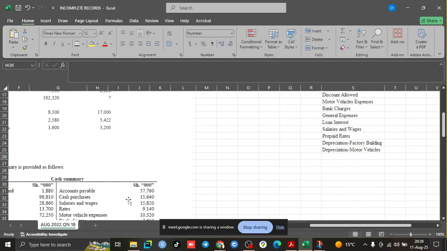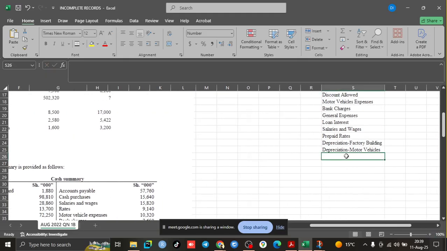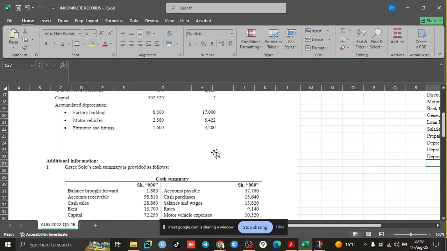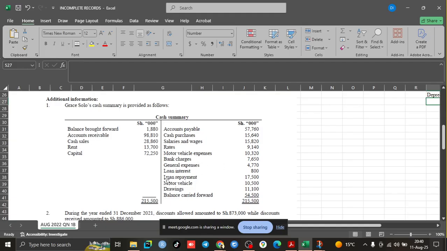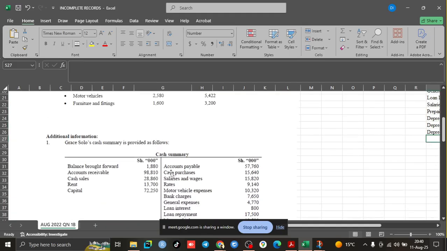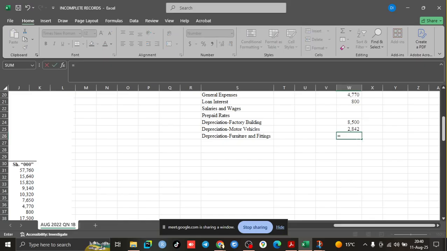Then the other, the depreciation of furniture and fittings. Depreciation on furniture and fittings equal the difference between 3200 and 1600. Hakuna any depreciation also mentioned in the cash summary, so there's nothing to include relevant for depreciation. 32 minus 16. 3200 minus 1600. So depreciation ndio hizo.